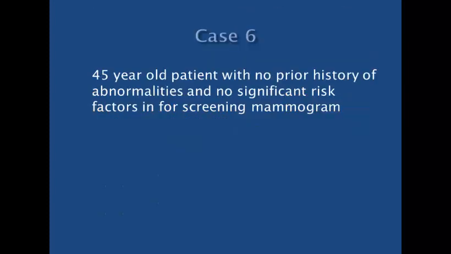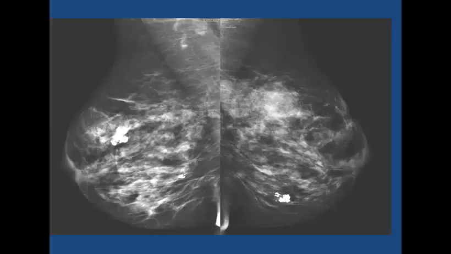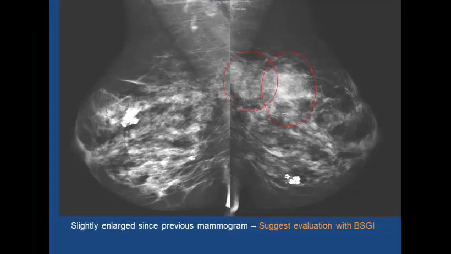Case 6, this is my last one, I think. 45-year-old patient, no prior history, no abnormalities, no significant risk factors. It's very, very plain. She's in for a mammogram. So she has these 2 masses that overlie each other slightly, and they're enlarged since her previous mammogram. So they suggested the nuclear medicine evaluation.